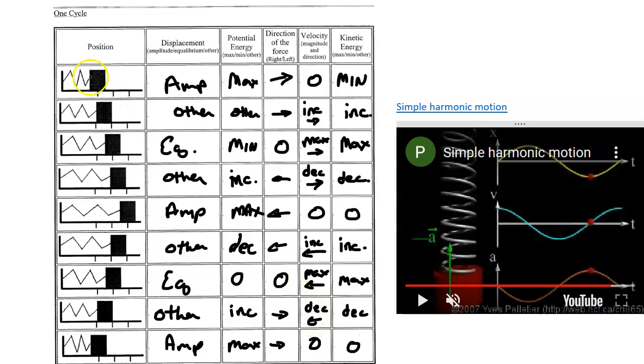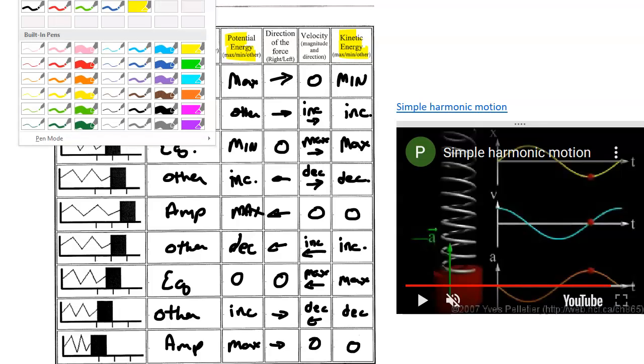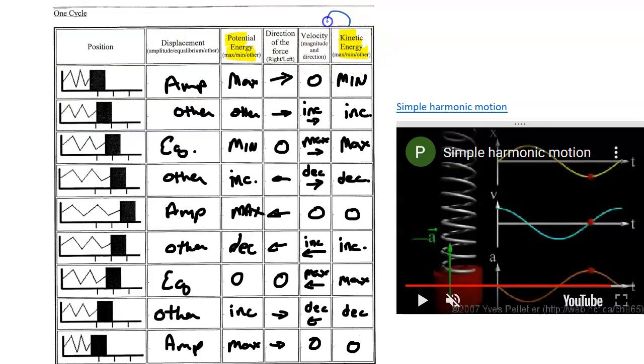So that's the chart of what's happening within a full cycle in terms of the energy and the velocity and the kinetic energy. Kinetic energy runs with the velocity, and potential energy runs along with the displacement. Key thing here, though, is that there is no direction on energy.